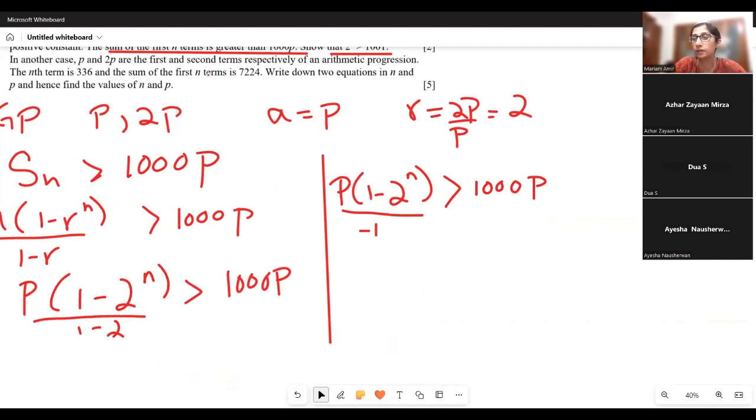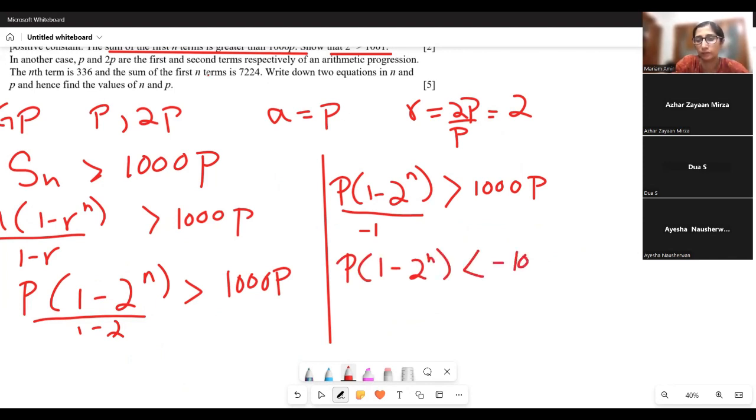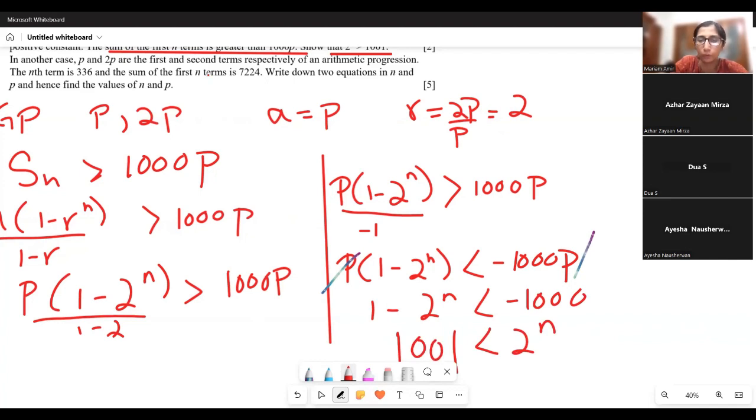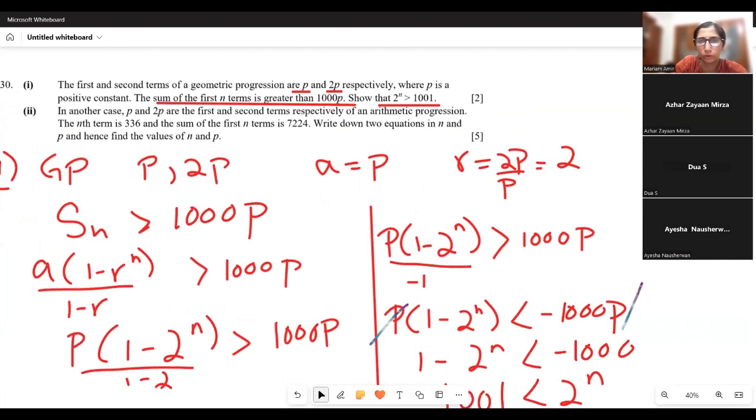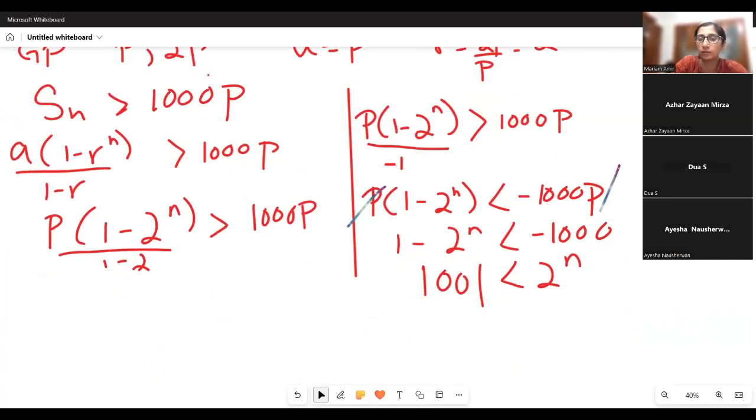When you multiply or divide by a negative value on both sides of an inequality, the inequality sign changes. It's going to be P(1 minus 2^n) less than minus 1000p. Cancel the p's on both sides. So we have 1 minus 2^n less than minus 1000. So we get, bring 2^n here and this becomes 1001. So is that what we were supposed to show? Yes. Show that 2^n is greater than 1001.